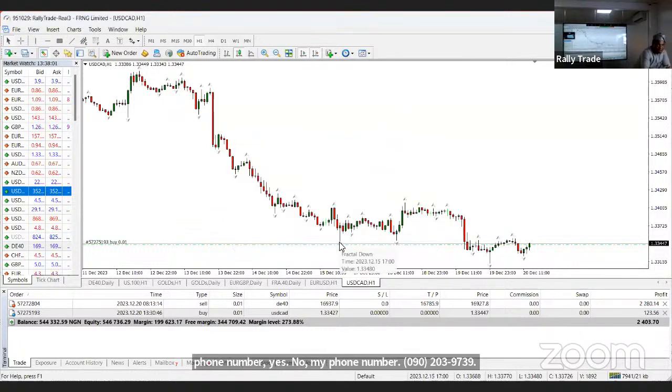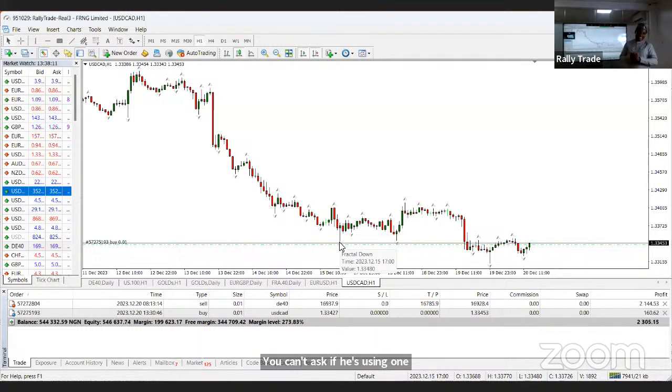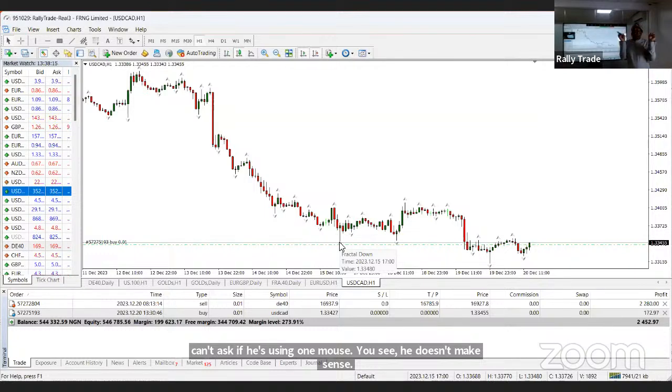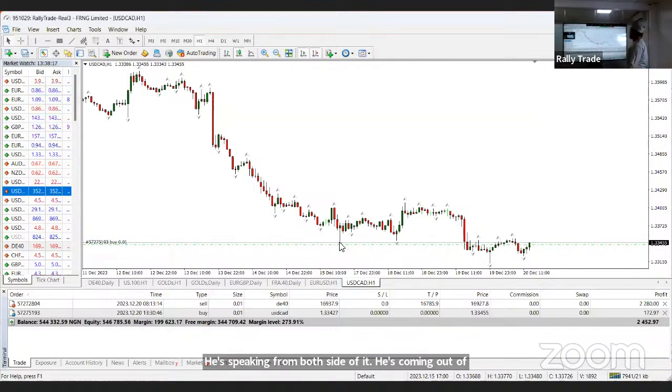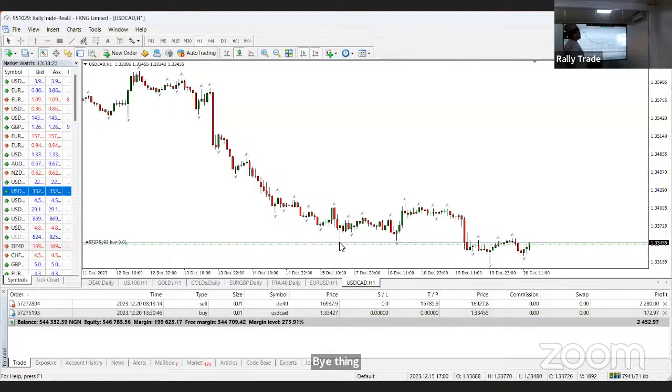So we cannot do it like this. Can you see? It's a useless strategy. As he's using one mouth to say buy, he's using another mouth to say sell. It doesn't make sense. He's speaking from both sides of his mouth. Buy, sell. Is there no way it can be combined with some other ones? You can, but you don't need it.